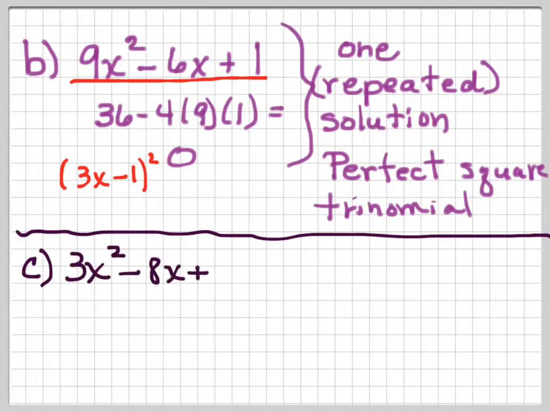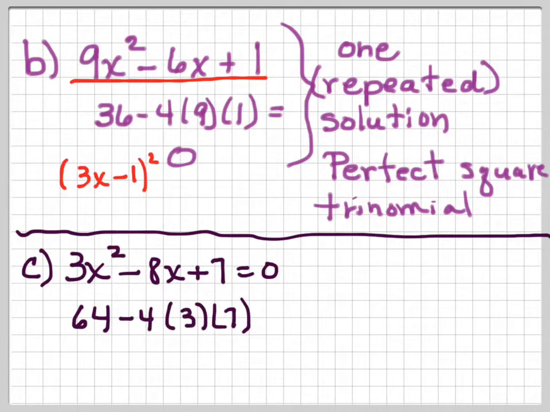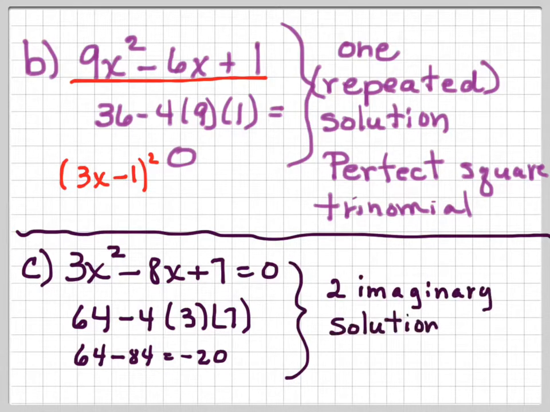Okay, let's take a look at another one. 3x squared minus 8x plus 7 equals 0. Our discriminant is 64 minus 4 times 3 times 7, which is 64 minus 84, which is negative 20. Now we have a negative number, so we know that we're going to have imaginary roots. Two imaginary solutions.